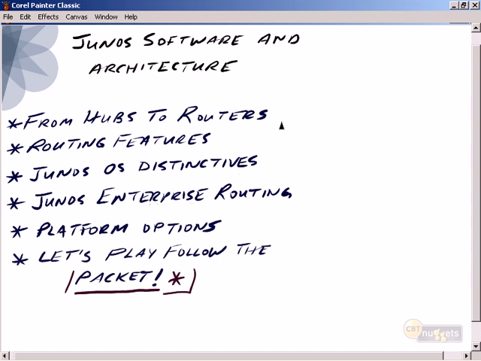In this nugget on Junos software and architecture, we talked about from hubs to routers, and I think it was a little bit more exciting than that movie From Justin to Kelly. Okay. I never saw the movie, but this kind of sounds like it.